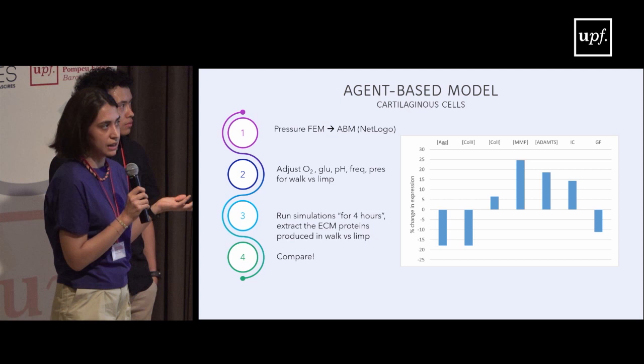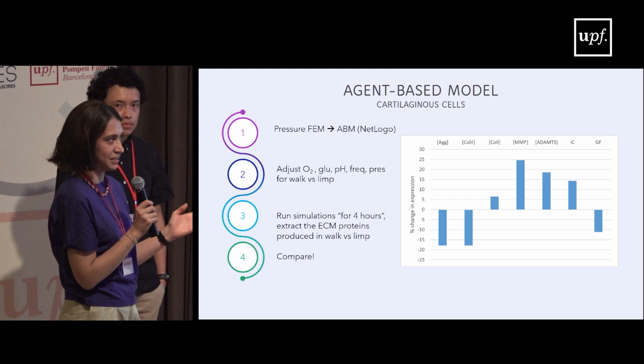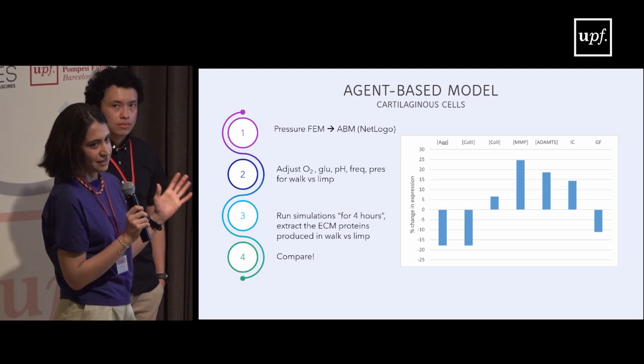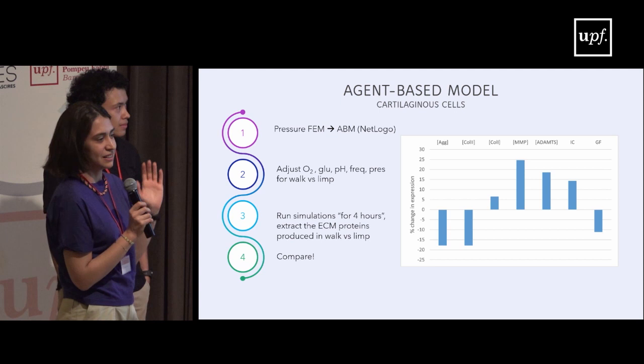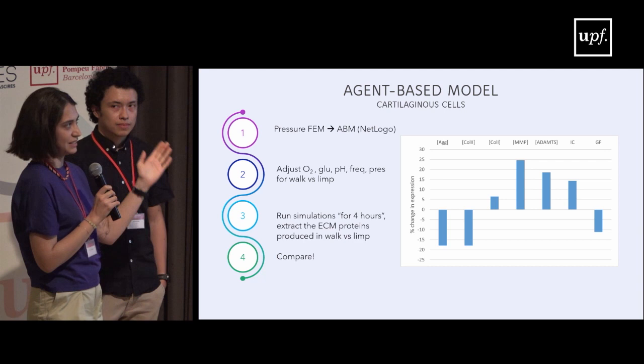So we observed a catabolic shift in the limping case, but of course it's difficult to conclude that this cartilage would be dramatically affected by just 4 hours of walking. So I would be careful to interpret this as a serious disease or something. It's just information we gathered from a limping case compared to the walking, but of course it's difficult to say that after just 4 hours of walking this cartilage would be terribly damaged.